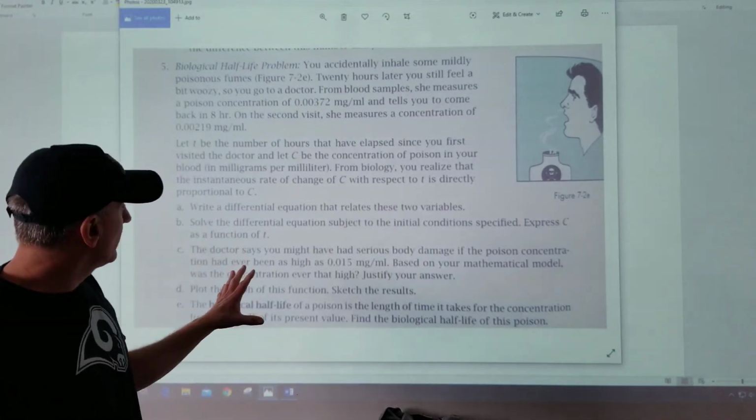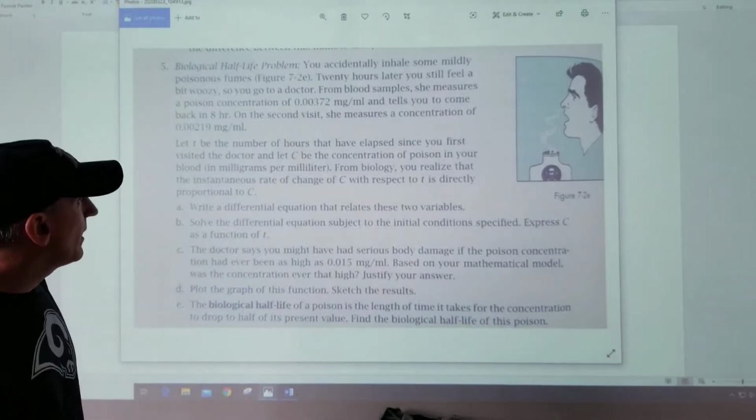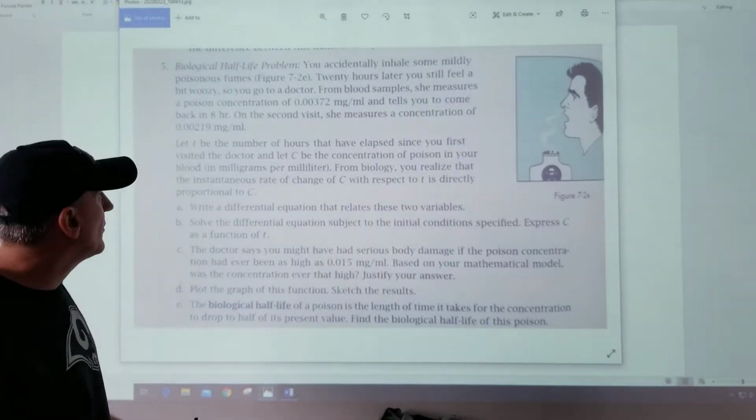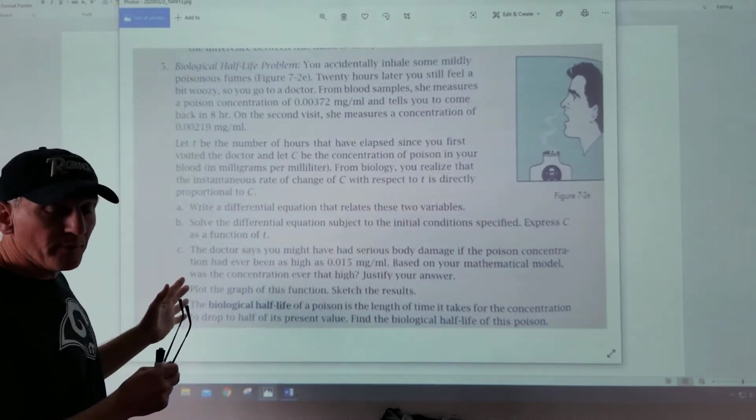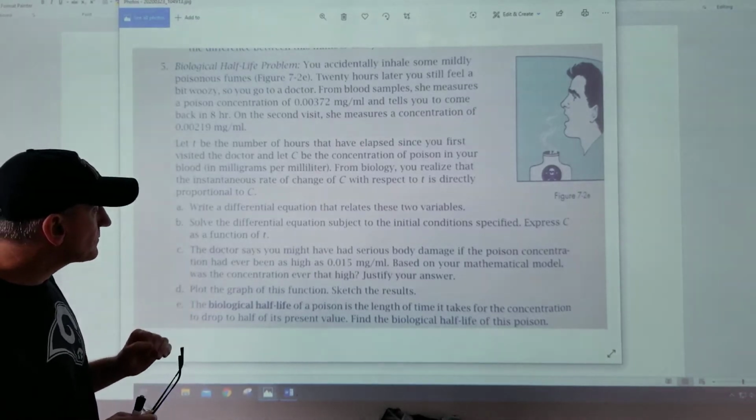Now, I hope you had a chance to look that over. If not, you can pause the video. If you're taking notes, you can rewind, whatever. I'm going to make this disappear and work through the problem.